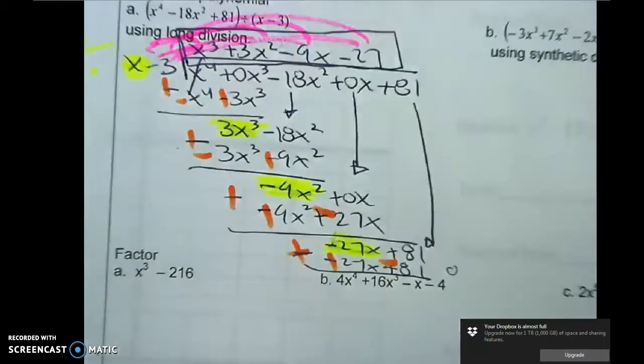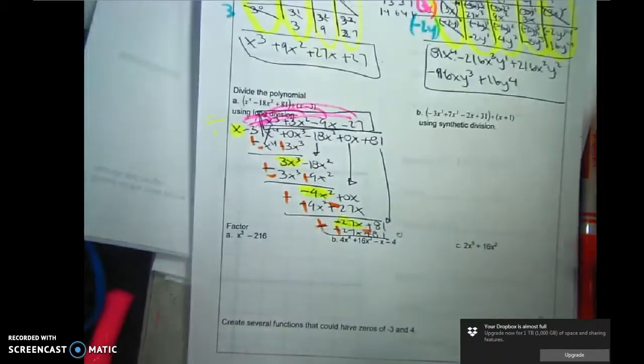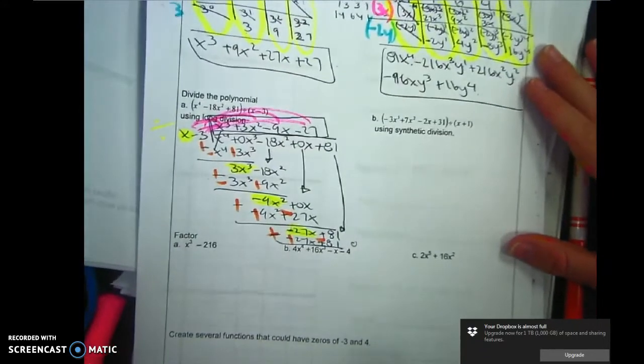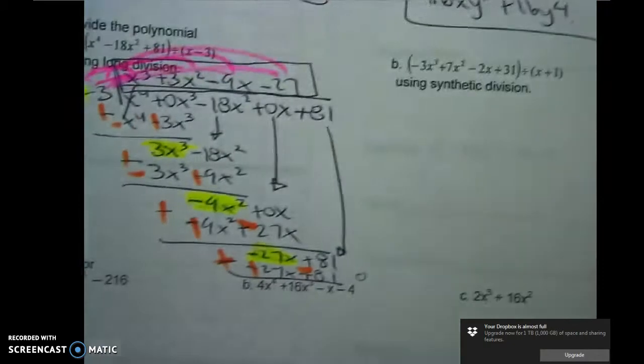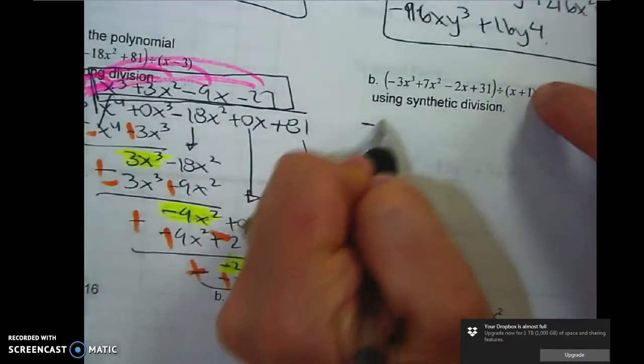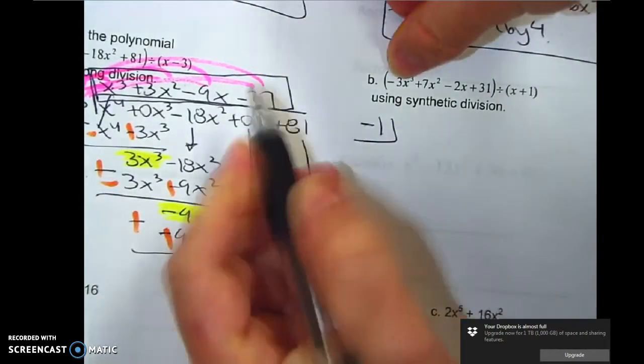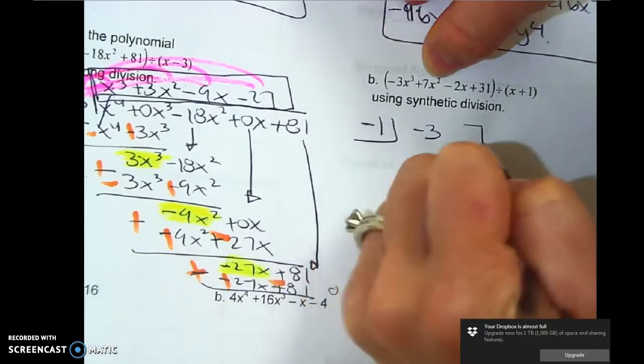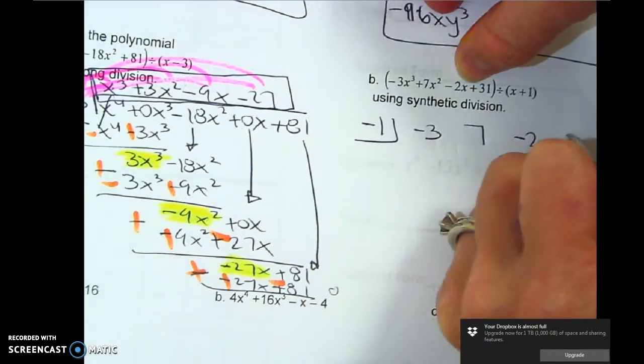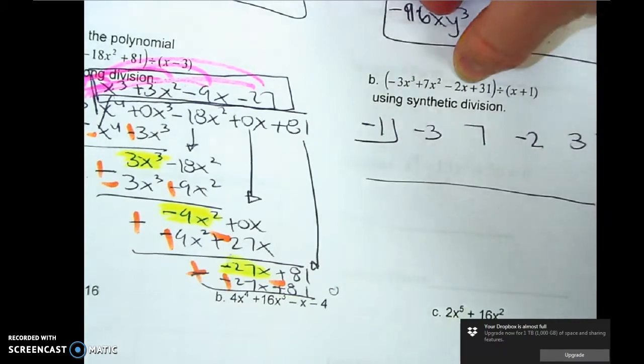Now it seems fun to check that, but not. So I'm just going to fake it and do synthetic division to check it, and hopefully I have the right answer. So synthetic, do the opposite, backwards L. Then the coefficients, negative 3, 7, negative 2, 31. Oh, they're different problems. I just noticed that.